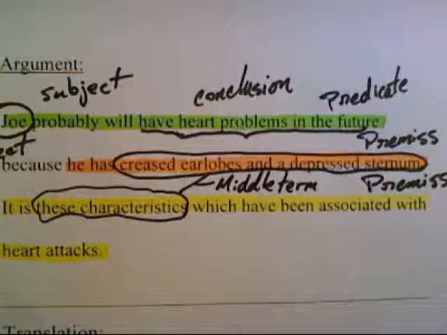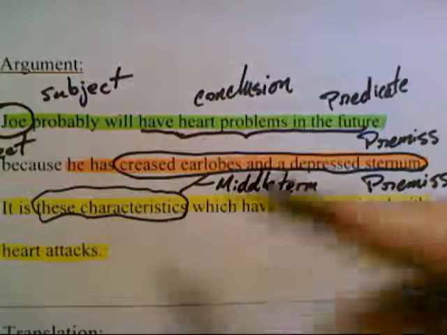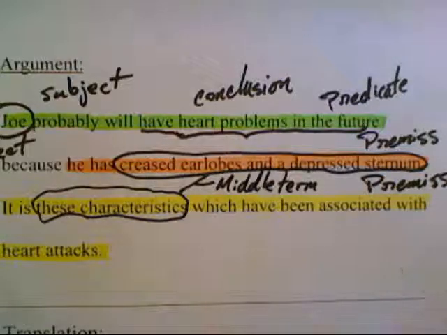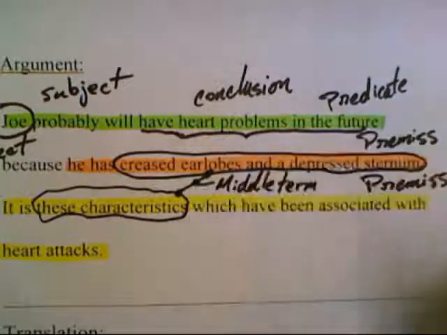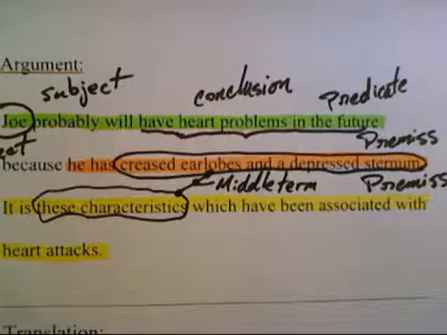Now sometimes when you look at an argument, you'll see that the wonderful English language allows us to state the same thing in a number of different ways. And so in this case, while we're looking at creased earlobes and a depressed sternum being the actual characteristics that seem to lead us to the idea that we might have heart problems in the future, in restating this in the second sentence to make it flow a little better in English, we shorten that to these characteristics because we already have that information in the first premise. We simply realize that these two things are the same. And we naturally do this as human beings. We're able to do that sort of translation ourselves in our own heads.